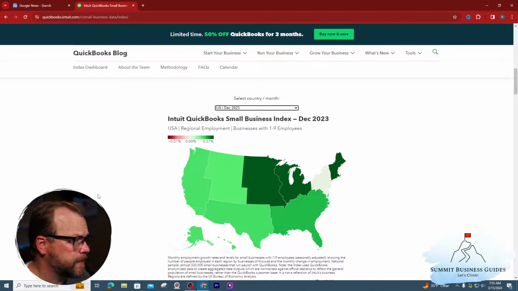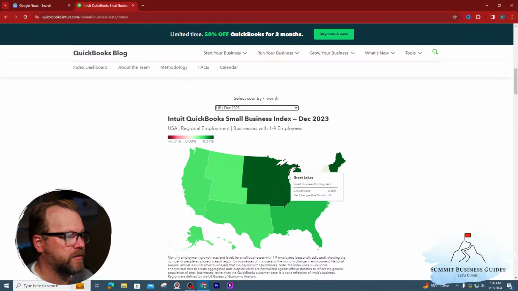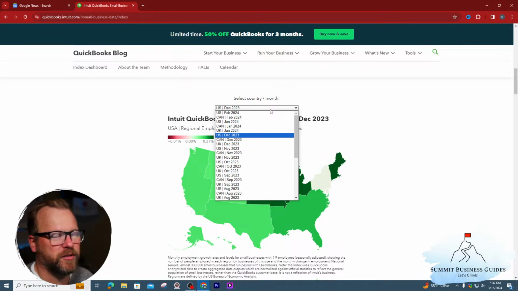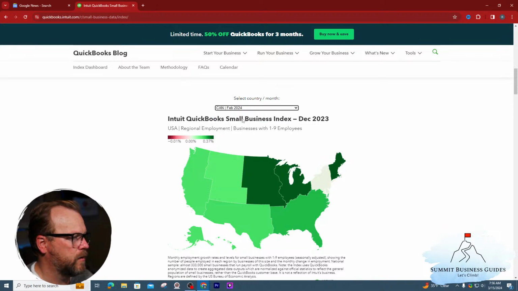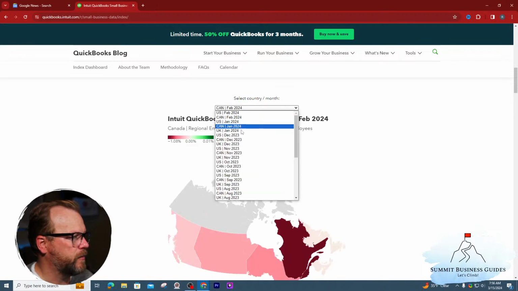So when you go through this, you'll see Great Lakes added 7,000 jobs during this time frame. Same in the Plains, lots of stuff. Here in the Mid East, not so much. I don't think the data came through, to be honest. I think 0.0 isn't a realistic number. Then we get into January 2024. Right, so we're not worried about Canada.